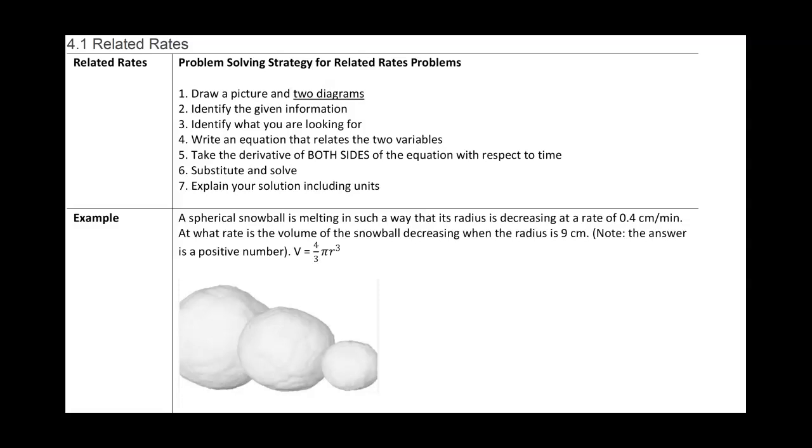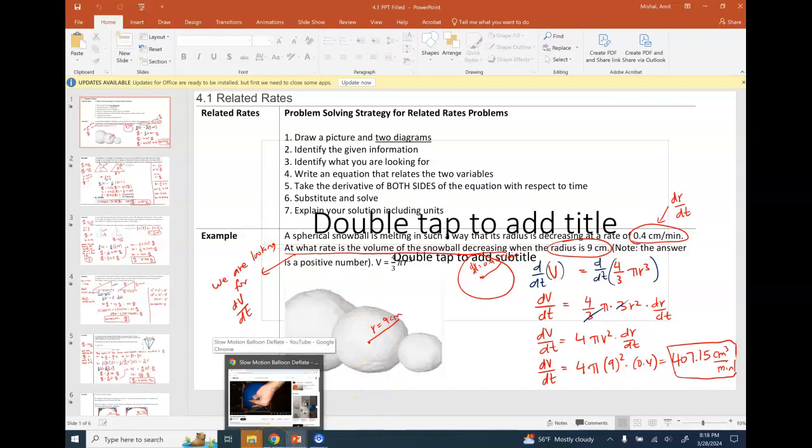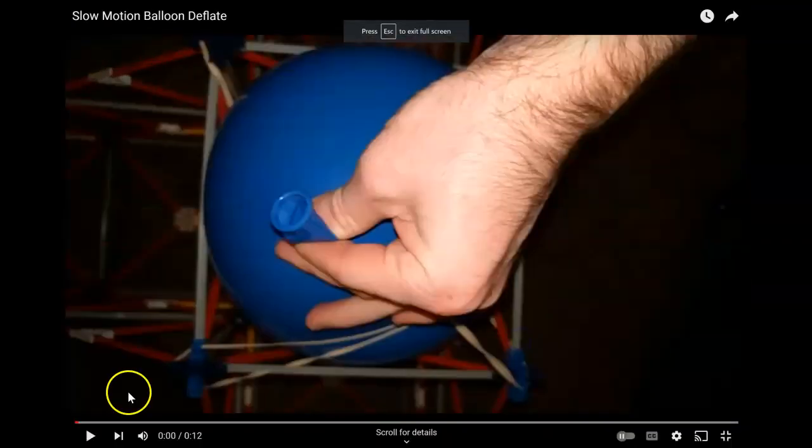I was actually going to have a balloon for you guys to blow up and deflate, but of course, I'm a horrible planner. I don't have that. So instead, what I'm going to show you is a quick YouTube video. As I'm showing you the video, I want you to pay attention to the relationship between the radius and the volume of the balloon. So as the radius of the balloon decreases, what is happening to the volume? All right, let's watch this super quickly.